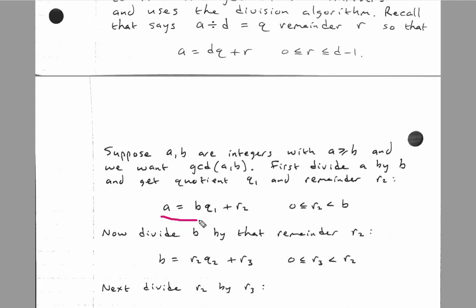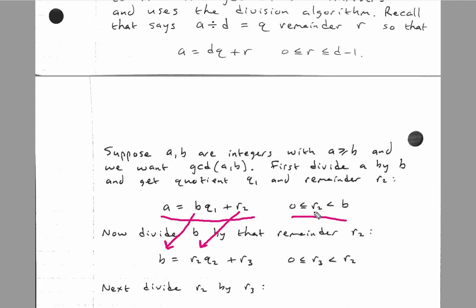Okay, so by the division algorithm, we're dividing A by B, so A is equal to B times the quotient plus the remainder, and we know the remainder has to be less than the B we're dividing by. Okay, then the clever part is to now take that second number B and divide it by this new remainder. So B divided by the new remainder.